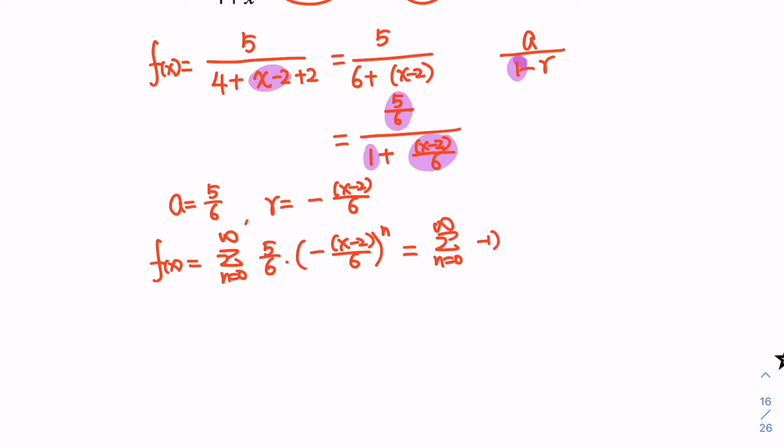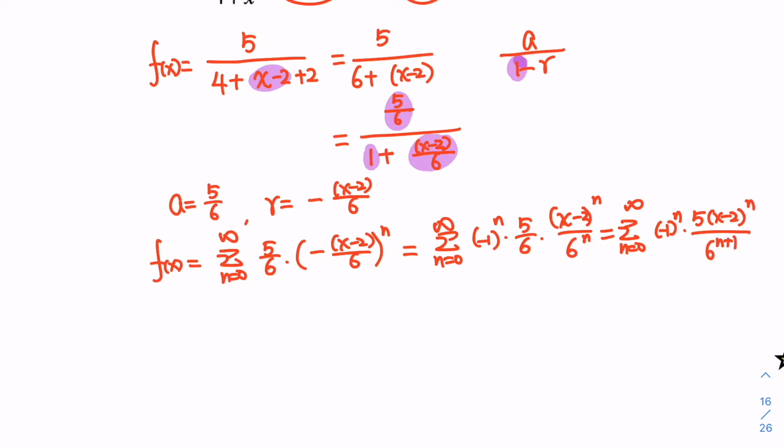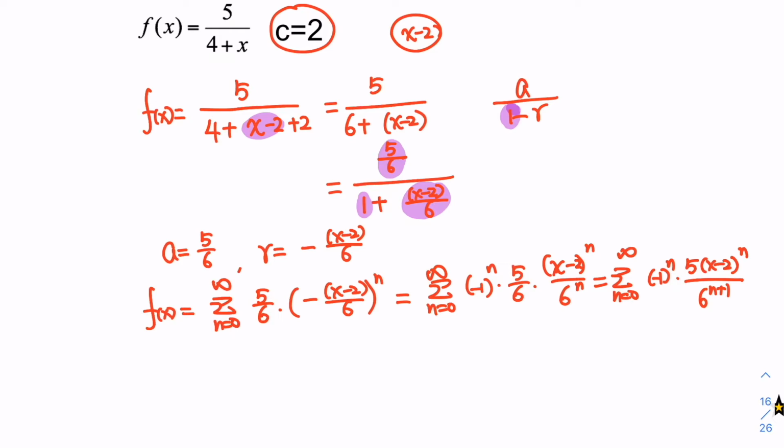So (-1)^n, we can write it out: 5 over 6 times ((x - 2)/6)^n. And of course, you can combine everything together, though you don't have to. This gives (-1)^n times 5 (x - 2)^n over 6^(n+1). The reason why we write it as x plus 2 here is because we want to make sure we have the x minus c form.